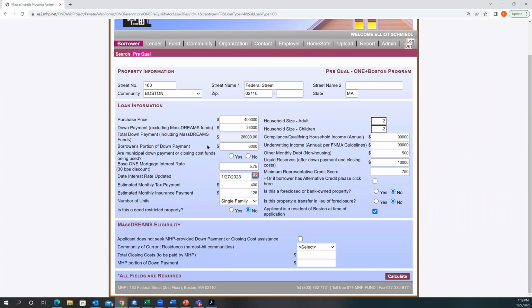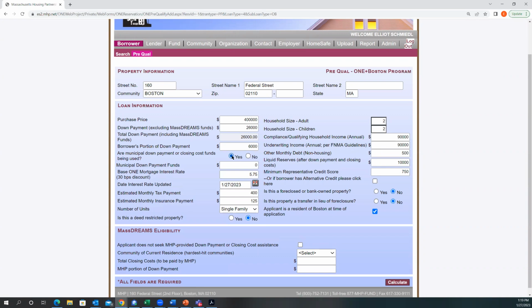Next, please check yes that the borrower is receiving municipal down payment or closing cost funds. Then, in the box titled Municipal Down Payment Funds, please enter the same amount equal to 5% of the purchase price that you factored into the above calculation. These would be the 5% funds that they are receiving from the City of Boston. This field doesn't pull to any calculation and is only here for MHP's reference. For this transaction, 5% would be $20,000.